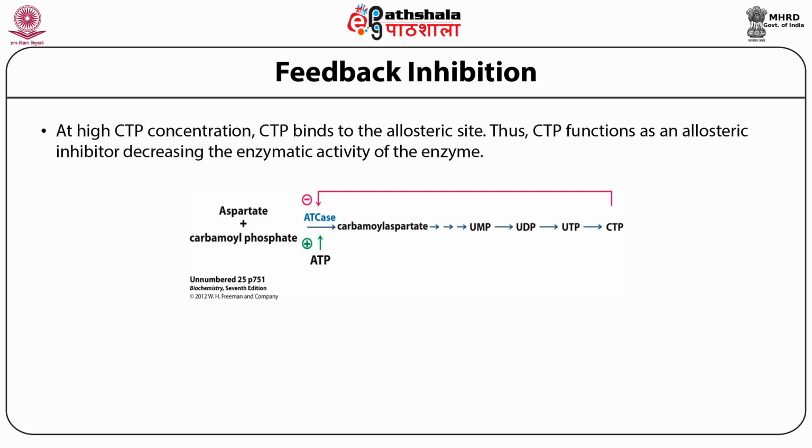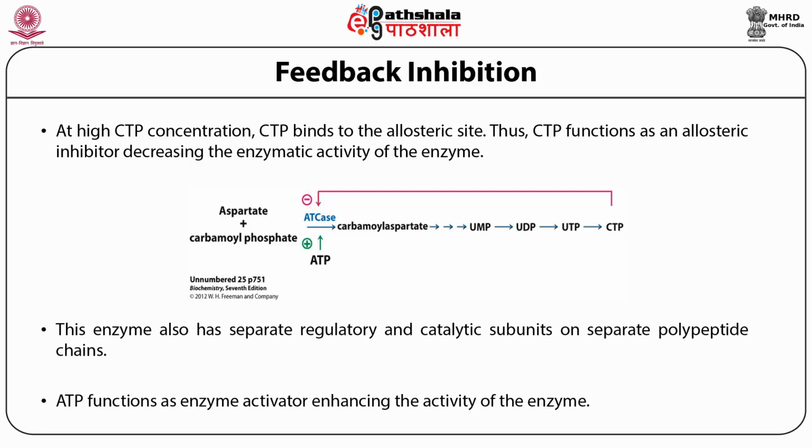Then ATP functions as an enzyme activator or enhancer in this biochemical pathway. So even with a high concentration of CTP, sometimes the enzyme activity could be enhanced because of high ATP concentrations, which also act on the allosteric site in this enzyme molecule. This example explains the benefit of allosteric control and the ability of allosteric enzymes to adapt to various environmental conditions where the enzyme has to function and be regulated differently.